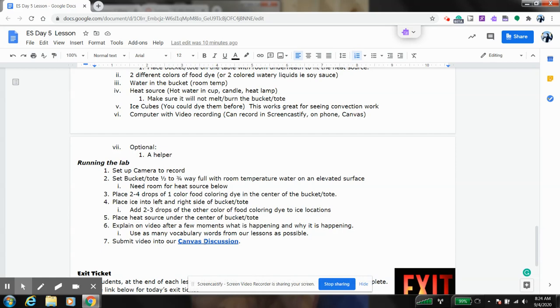Biggest thing, as you're recording, if you're going to record using Canvas, you need to hit the record media and you need to set that up prior to you starting the lab. Otherwise, you won't have a way to record that. But Screencastify, you should be able to log in with your school account is probably the easiest way to go from there. And then you just put a link into the discussion board.